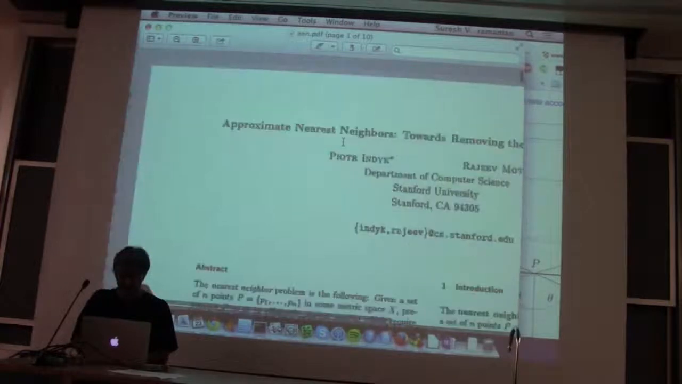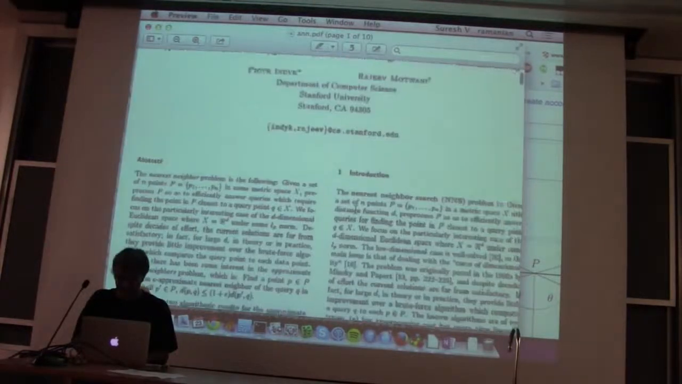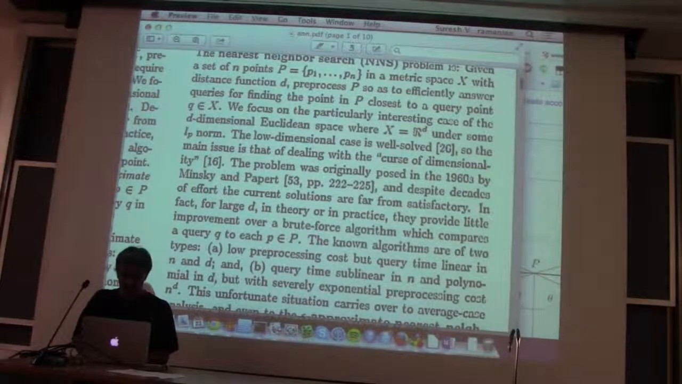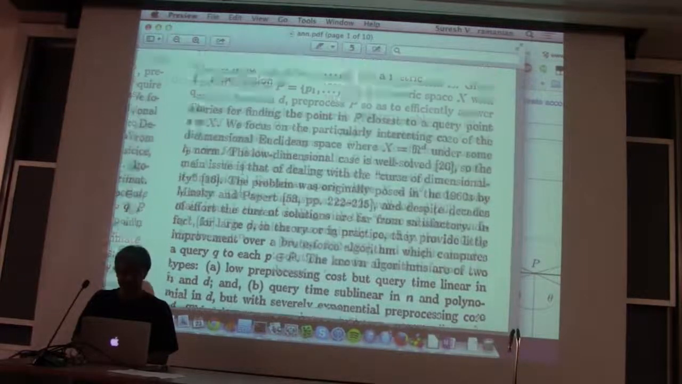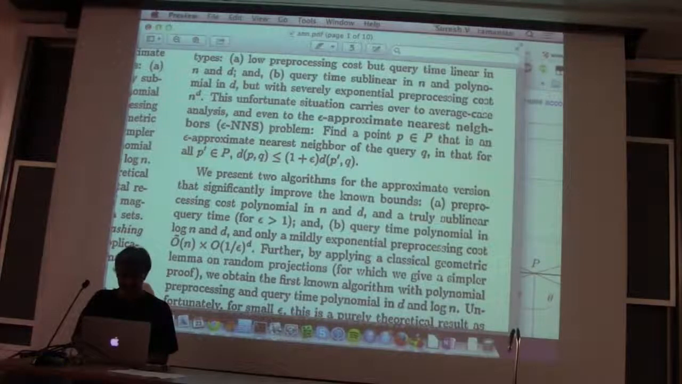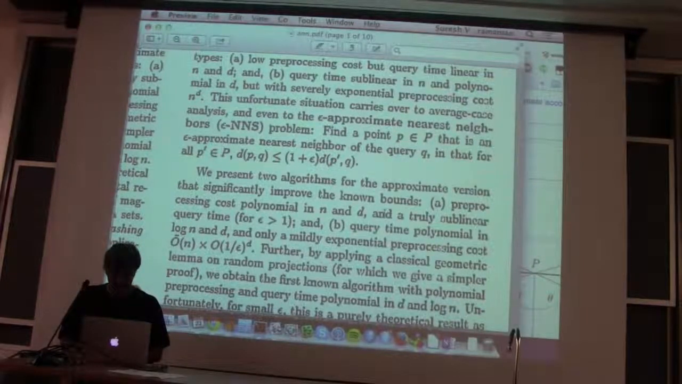If this were a modern PDF, I could click on it, but unfortunately it's not. The curse of dimensionality, that sounds very dramatic, and it's in the title as well, so we should probably know what it is. So let's go back again. And yes, if you're getting seasick, just warn me.